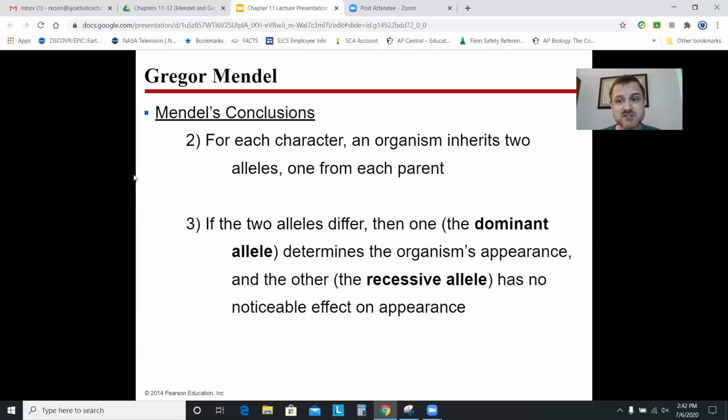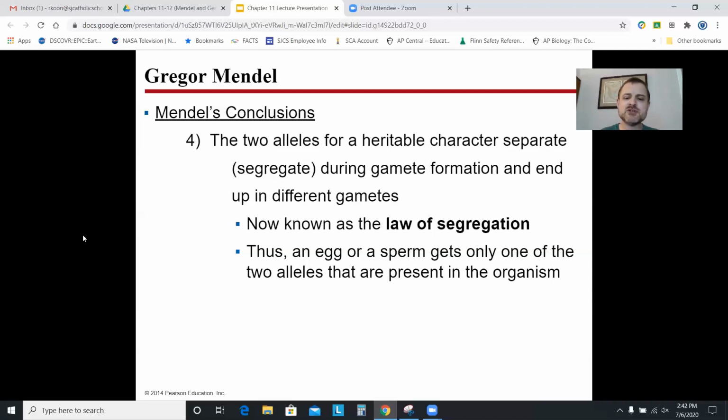All right. And his fourth conclusion, now we call it the law of segregation. I'm not sure if he called it that or not. But basically he says that the two alleles, when you make egg and sperm, they separate and end up in different gametes. So like if I'm big B, little b for eye color, sperm that are produced either get a big B or they get a little b. Now today we would say a diploid cell becomes haploid, right?